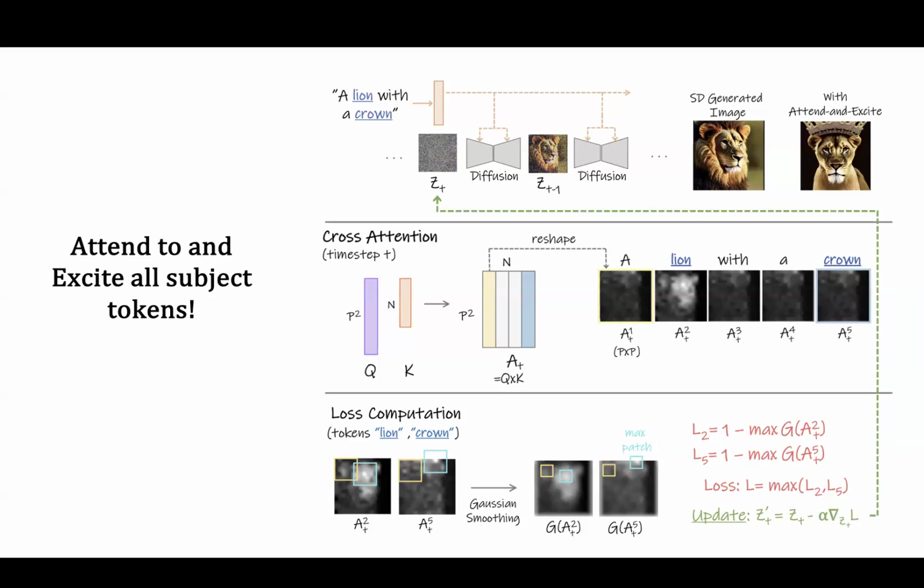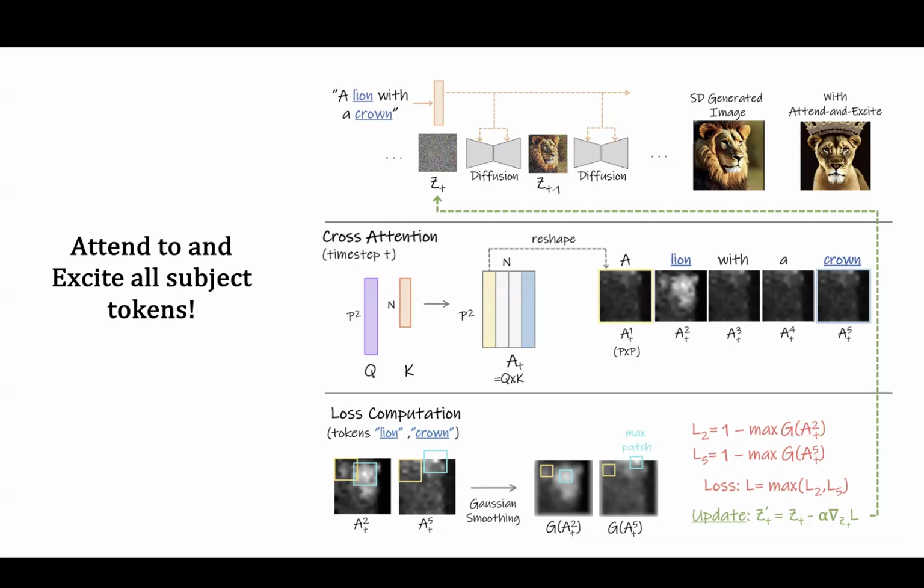Okay, so let's look at the process of attend and excite. So here we have our diffusion model, right? It takes a noisy latent and outputs a slightly less noisy latent. We understood that we should look at the cross-attention maps. Why? Because cross-attention is the place where text meets image. We found an intuitive indicator of when a token is generated and when it's not. And notice that we shifted ZT.